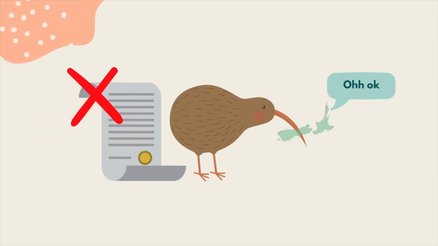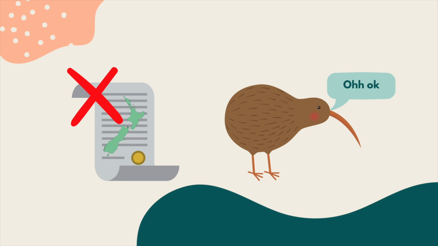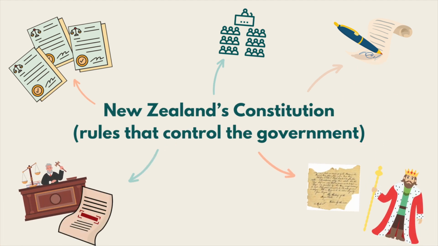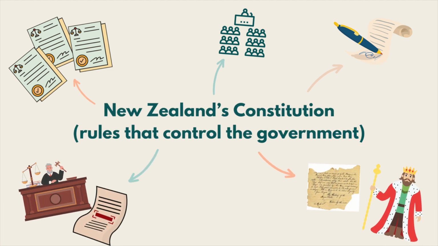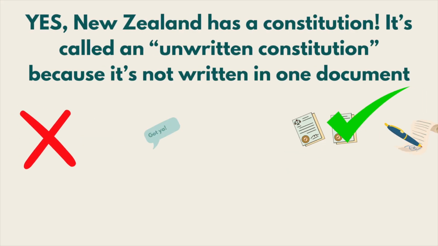So if you want to find New Zealand's constitution, you can't Google it and get one big written document. Instead, you have to look in a whole bunch of different places to find the rules that control New Zealand's government. So yes, New Zealand does have a constitution. However, it's not written in one big single document. This makes it what's called an unwritten constitution.